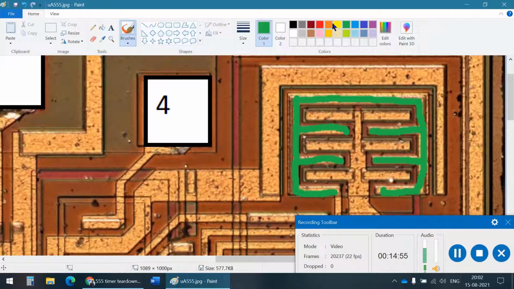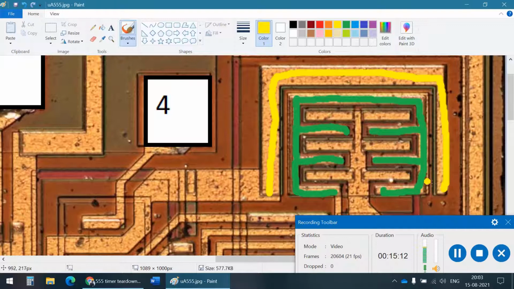So that is the collector, and that would mean that yellow would be the base. Oh, I messed that up. My bad. Actually, green's the base, yellow is the collector, and let's go for gray as the emitter. So we're saying this is the emitter. Okay, so gray is the emitter.